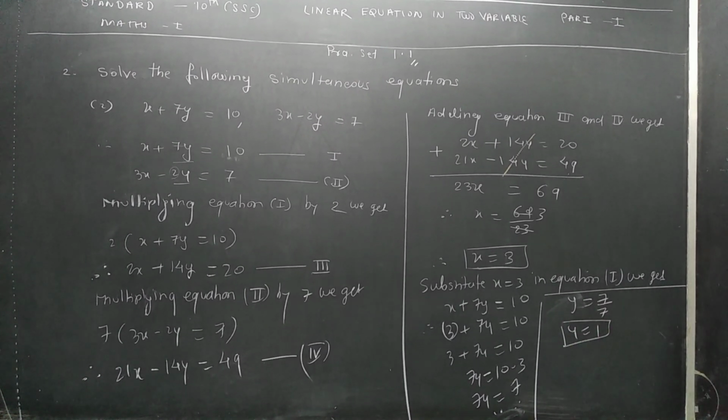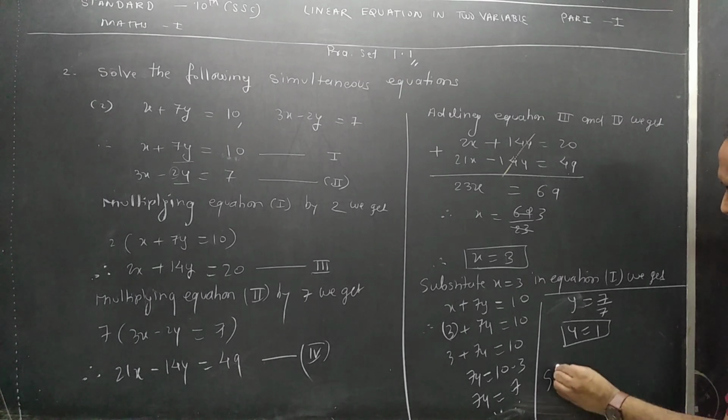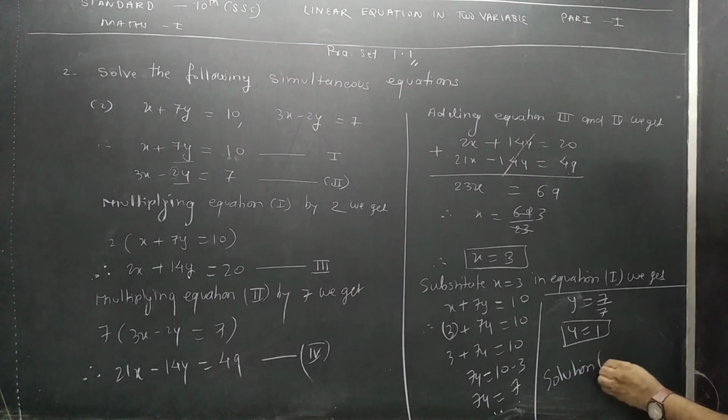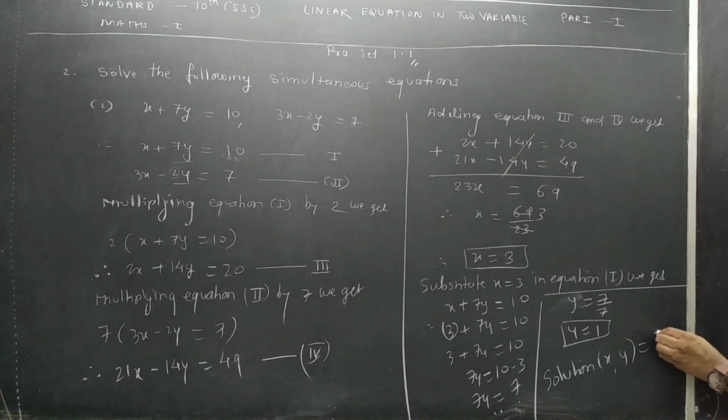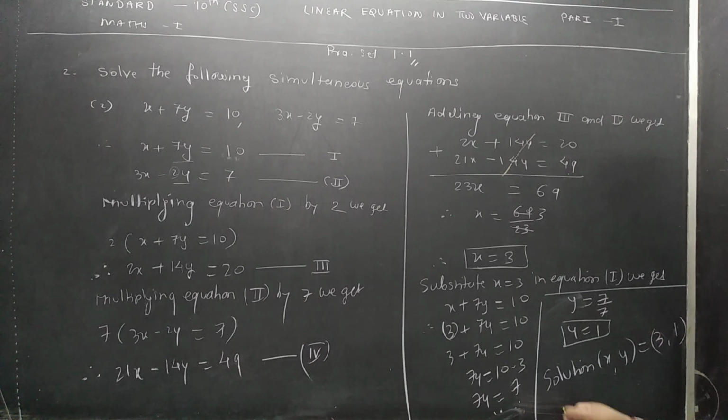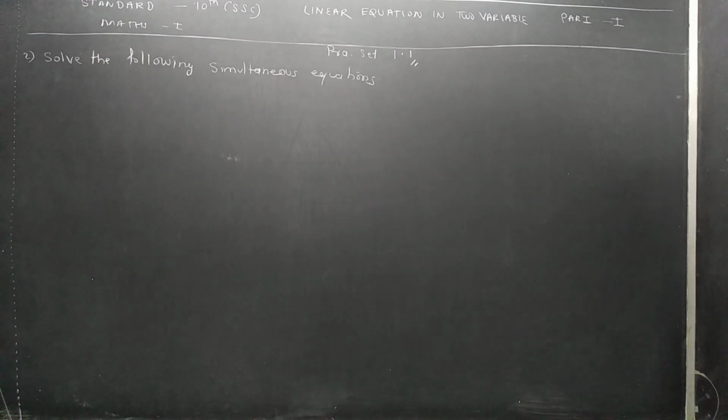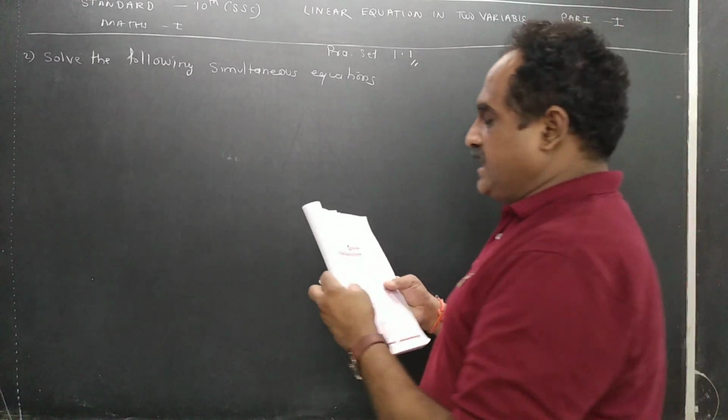So what are you going to write at last? Solution: x comma y is equal to 3 comma 1 is the answer for this equation. I think you have understood properly. If not, revise it once again and copy it down. Now see the third question.